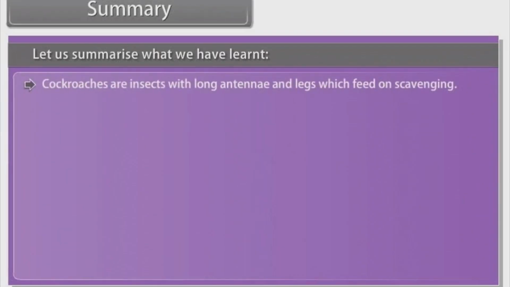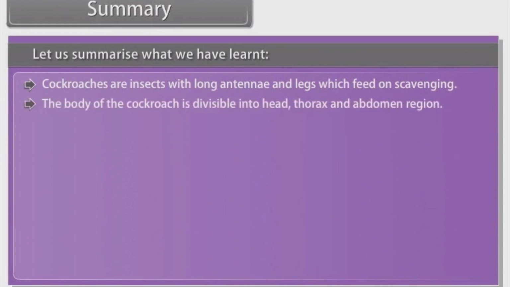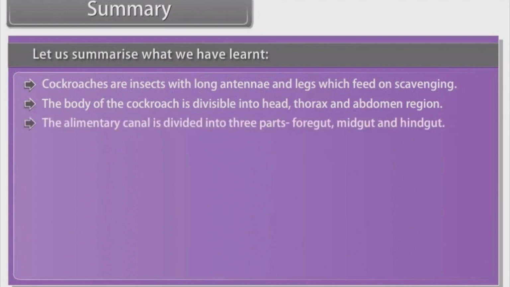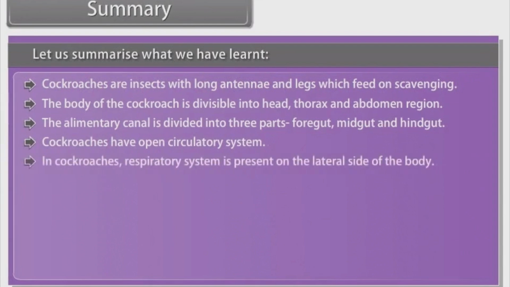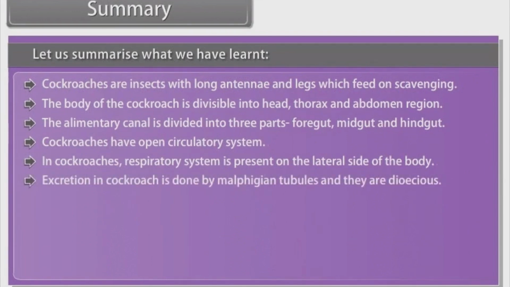Cockroaches are insects with long antennae and legs which feed by scavenging. The body of the cockroach is divisible into head, thorax and abdomen regions. The alimentary canal is divided into three parts: foregut, midgut and hindgut. Cockroaches have an open circulatory system. In cockroaches, the respiratory system is present on the lateral side of the body. Excretion in cockroach is done by Malpighian tubules, and they are dioecious.